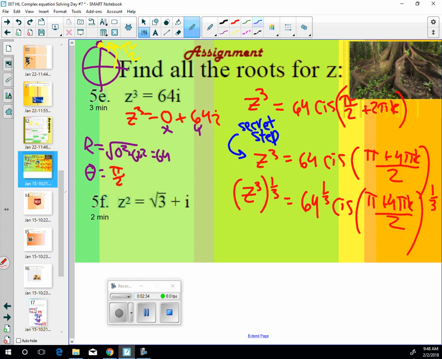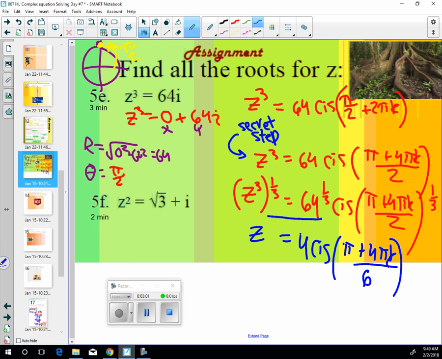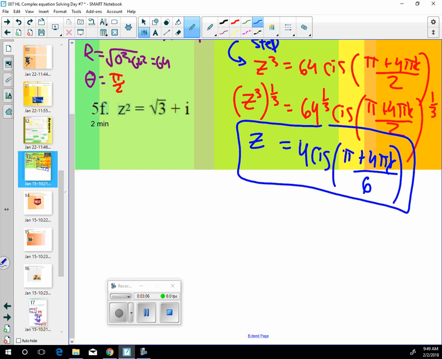Does this make sense now? Remember doing this in honors pre-calc and you went, huh? What? And now it seems easy, doesn't it? What's the cube root of 64? It is 4. So z is going to be equal to 4 cis of (pi plus 4 pi k). And with de Moivre's theorem with the theta, what can we make this denominator now? 6. And so this is the formula that you're going to come up with for the 3 roots.